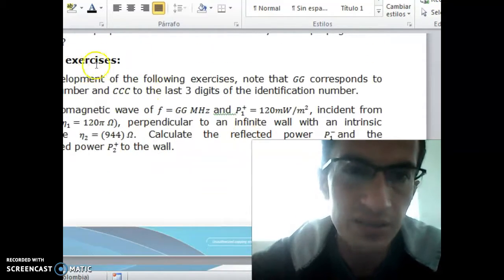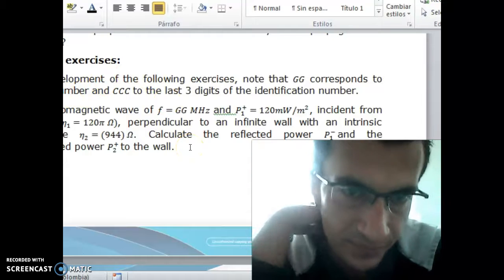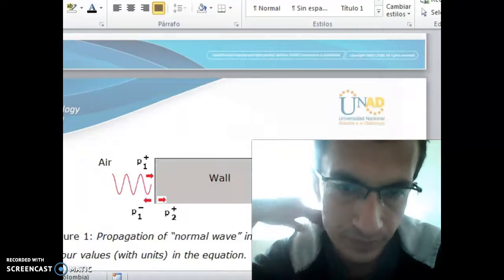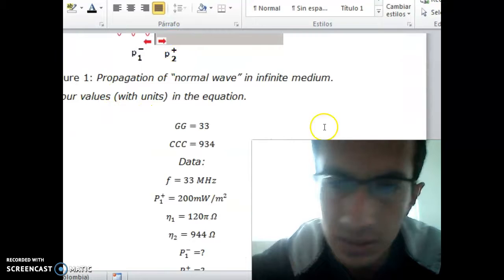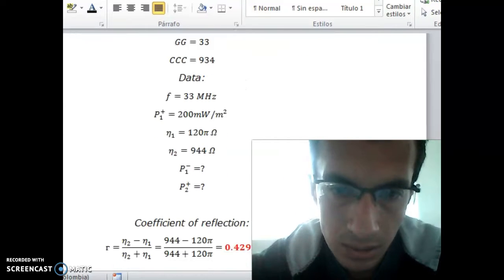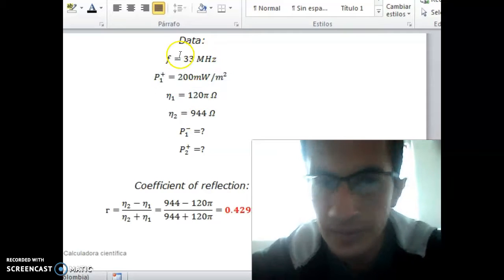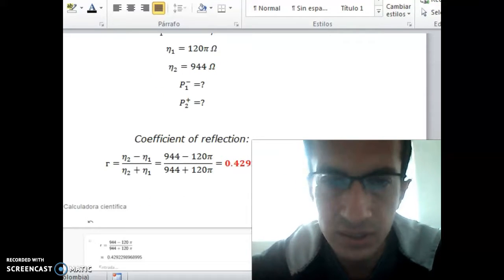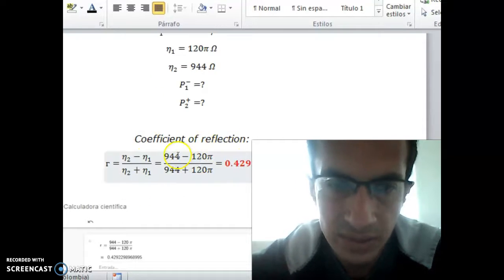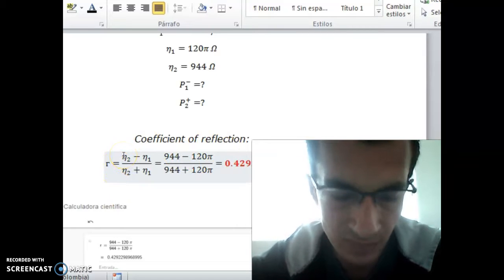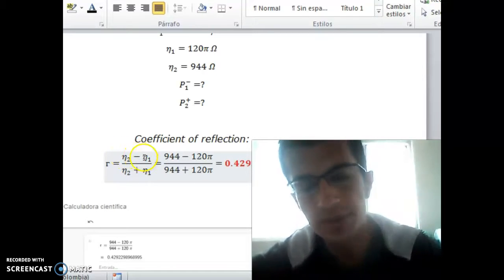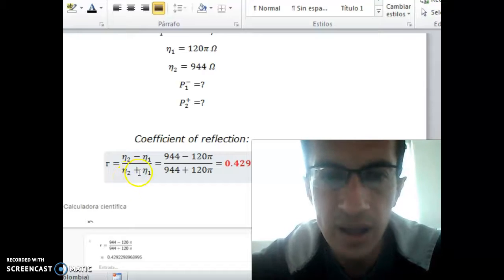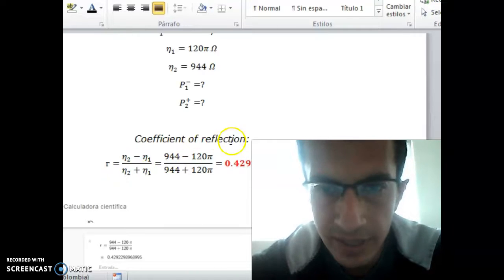These are the application exercises for the development. And this is the exercise. These are the data of the problem, and the units correspond. First is the coefficient of reflection. R is index 2 subtract index 1, we divide by index 2 add index 1, and this is the operation, and this is the result.